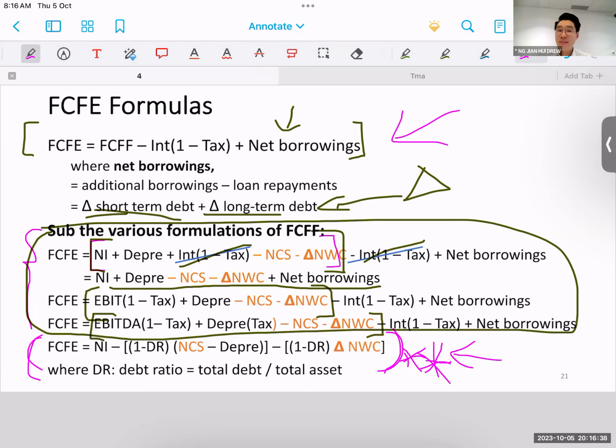It's possible there can be questions that ask you to derive the net borrowings from a debt ratio, but given that you already know there is an FCFE formula using the debt ratio, why not just use it directly here?